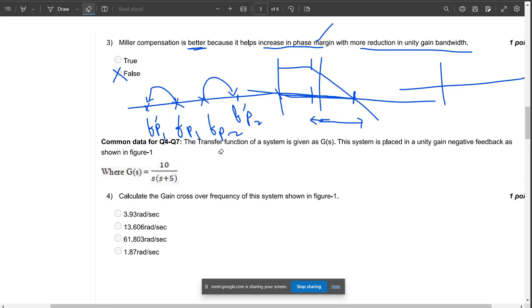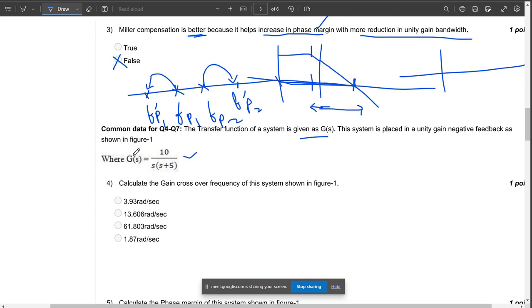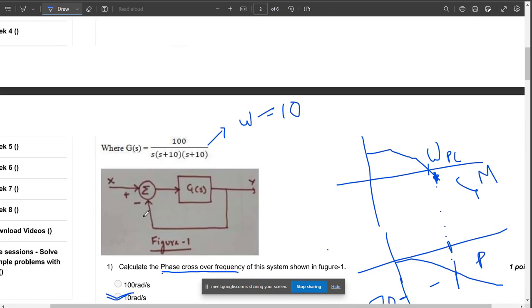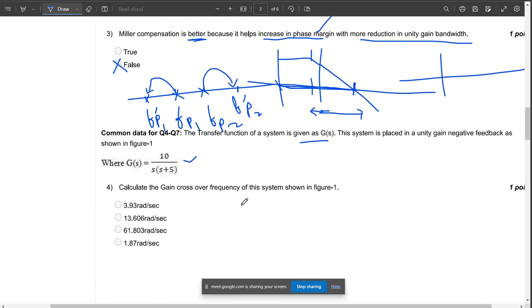Let's go ahead and try to solve question number 4 to 7. Here the transfer function of a system is given as G(s) = 10 upon s into (s plus 5). The system is placed in a unity gain feedback as shown in figure 1. Same unity gain feedback is given. Calculate the gain crossover frequency of the system shown in figure 1.